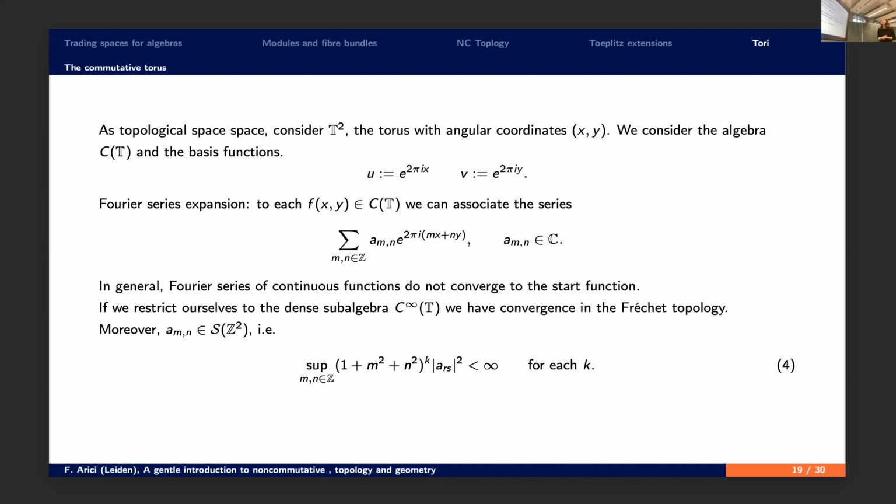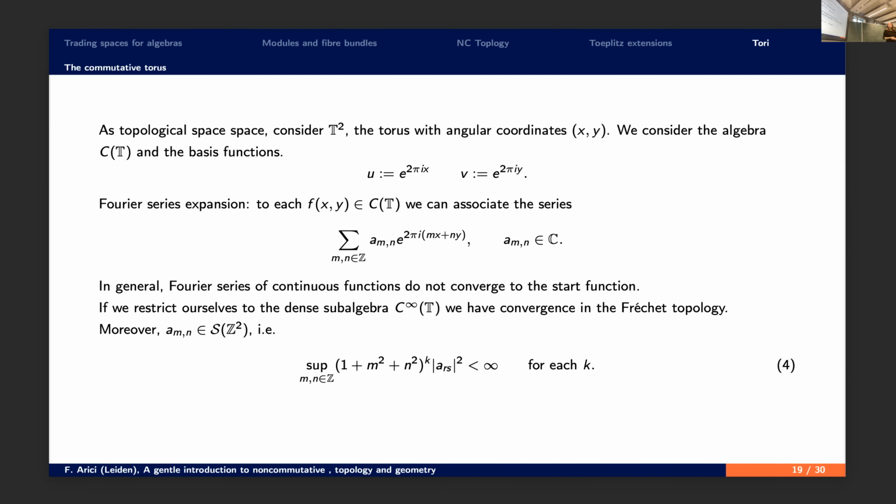In general, they don't. But if we restrict to a dense subalgebra of this, the C infinity of T, then we do have some convergence. Actually, the best would be to restrict yourself to Schwartz functions. But already for C infinity of T, the coefficients that appear in the Fourier series expansion satisfy a bound condition. Meaning that for every K, the supremum of the products of 1 plus m squared plus n squared to the power K times the square norm of the coefficients is always bounded. So this is the rapid decay of Fourier coefficients, resulting from Fourier analysis.